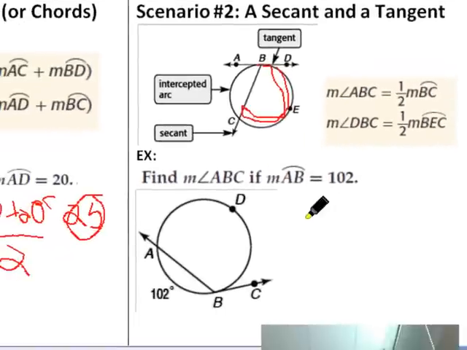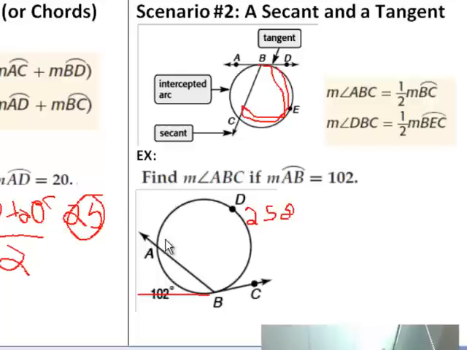Okay, let's go on down to the next one. Let's do our example. So if this is 102 degrees, notice I could totally extend that to see what's happening here. That arc is 102 degrees. Well, that's going to mean that this other side would be 360 minus the 102. So that would give me 258.